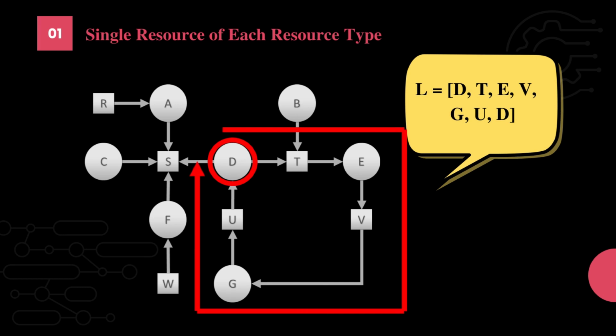Let's move to the node D as a root. Here process D needs resource D that is acquired by process E. Same scenario for process E that needs resource V and that is acquired by process G. On the other hand, process D is holding resource U which process G needs. So node D is repeating here. That means a cycle exists. Here we have detected a deadlock.